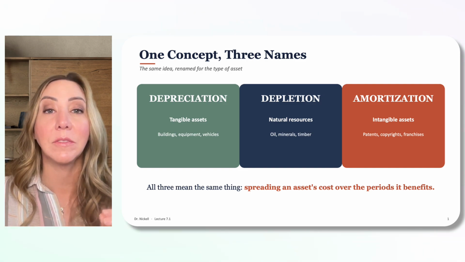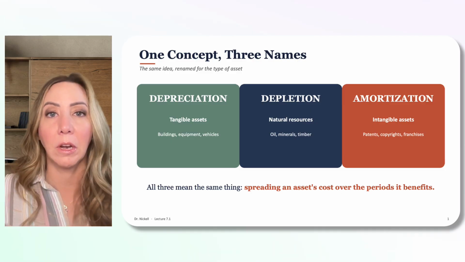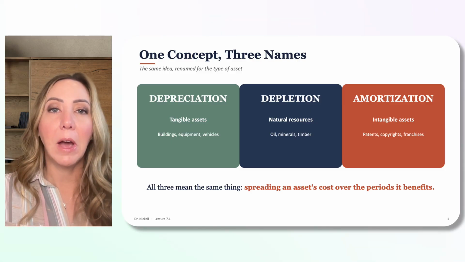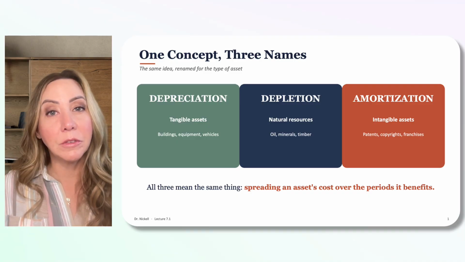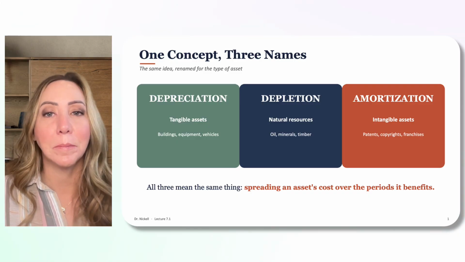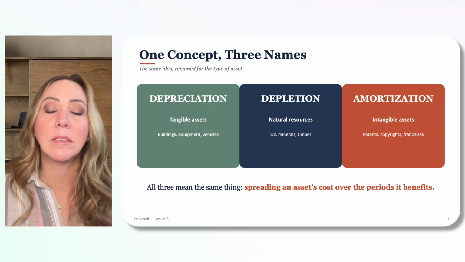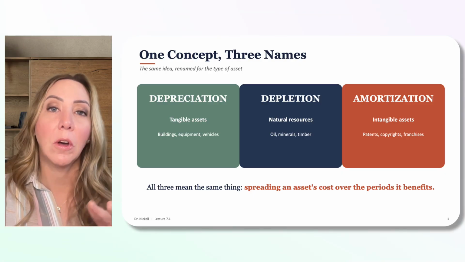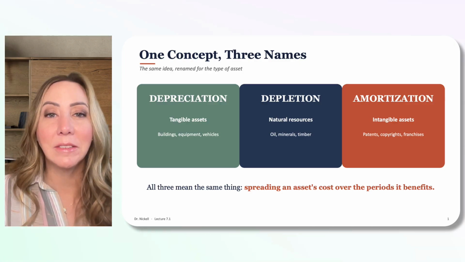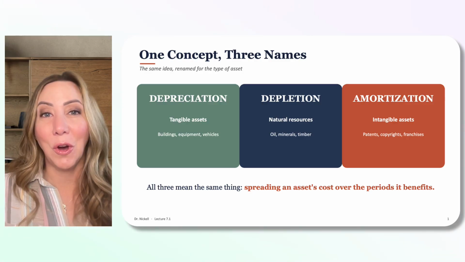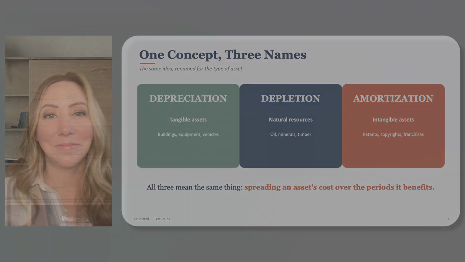When we allocate the cost of a tangible asset, a building, a truck, a piece of machinery, something you can touch, we call it depreciation. When we allocate the cost of a natural resource, an oil reserve, a coal mine, a tract of timber, we call it depletion. And when we allocate the cost of an intangible asset, like a patent, a copyright, or a franchise, we call it amortization. Same concept, the name just changes depending on what we're allocating, and the names are often used interchangeably.